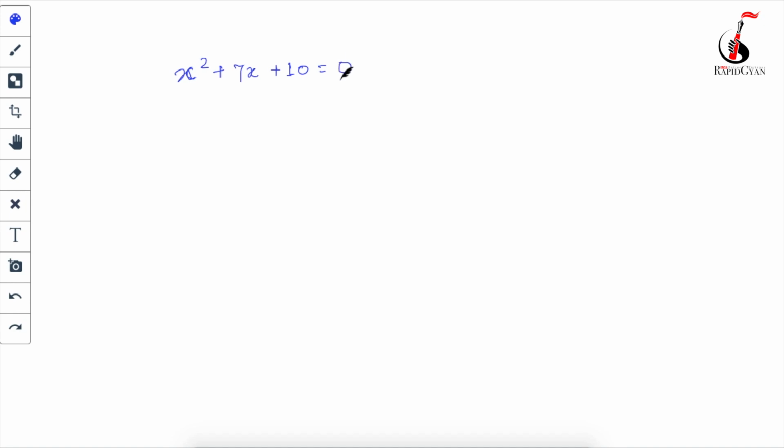Okay, so how do we solve this? We go with the middle term splitting. So how do we split the middle term? We split the middle term in such a way that the product of the coefficients of the split terms is equal to your c, and the sum will remain the same. So x square plus 5x plus 2x plus 10 equal to 0.